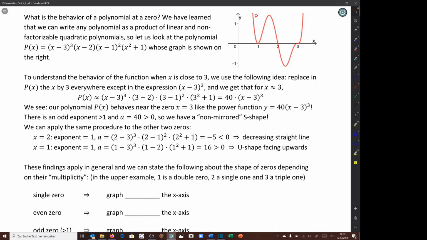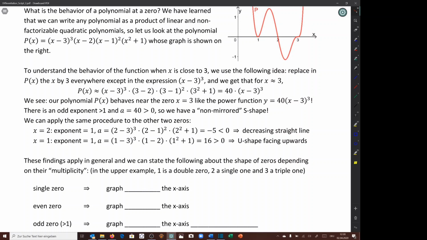For x equals 1, the next 0, again inserting 1 everywhere here, we get that it is 16. So we get 16 times x minus 1 squared. So we have a parabola with a positive a_n. This means we get a U shape facing upwards.